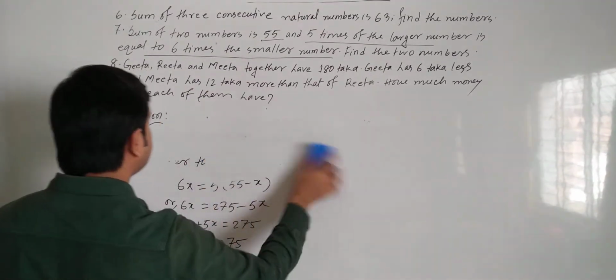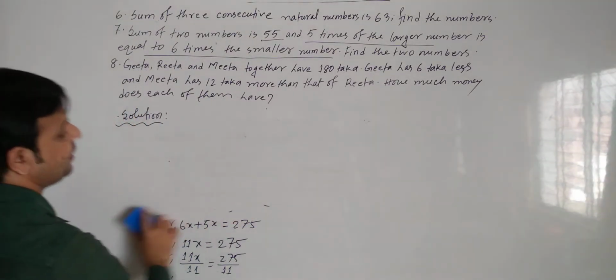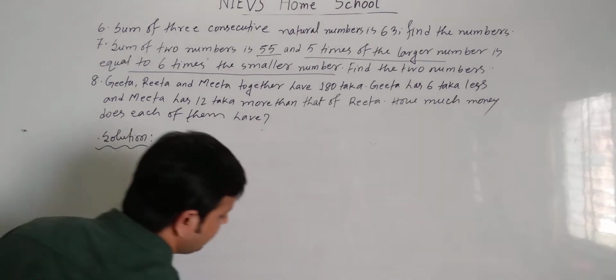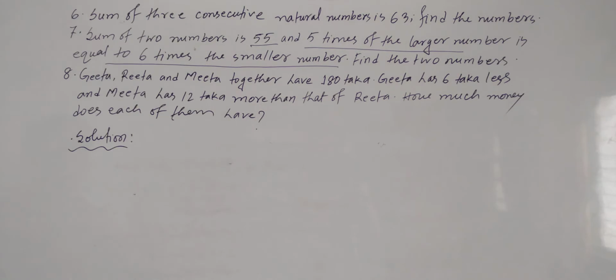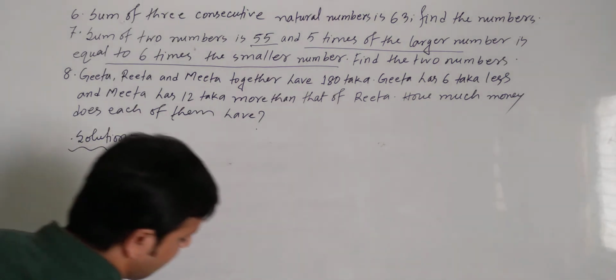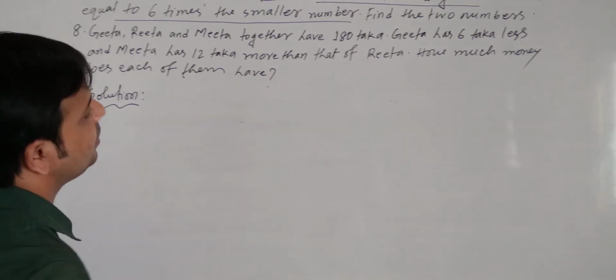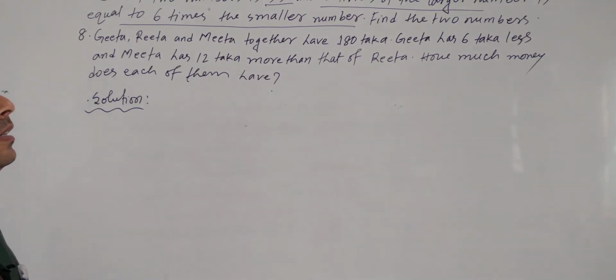What is question 8? Dear students, now see question 8. Geeta, Rita and Mita together have 180 taka. Geeta has 6 taka less and Mita has 12 taka more than that of Rita. How much money does each of them have?